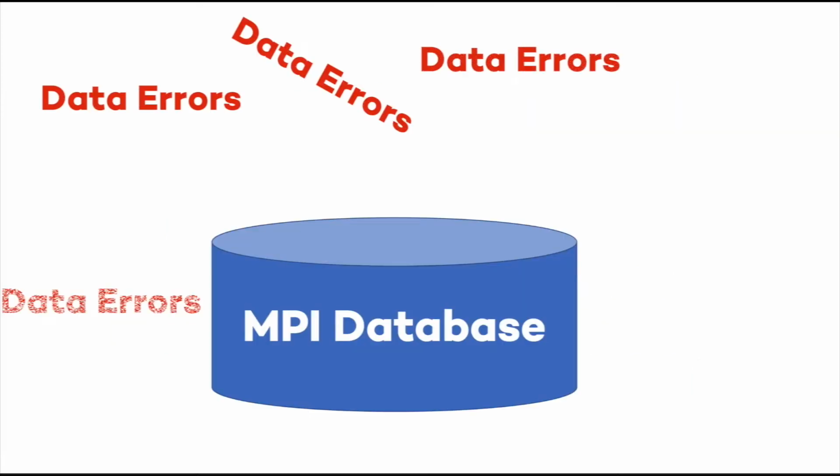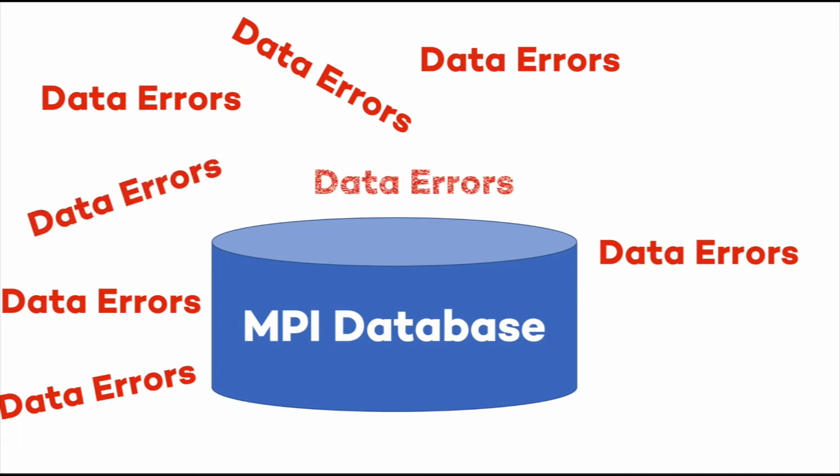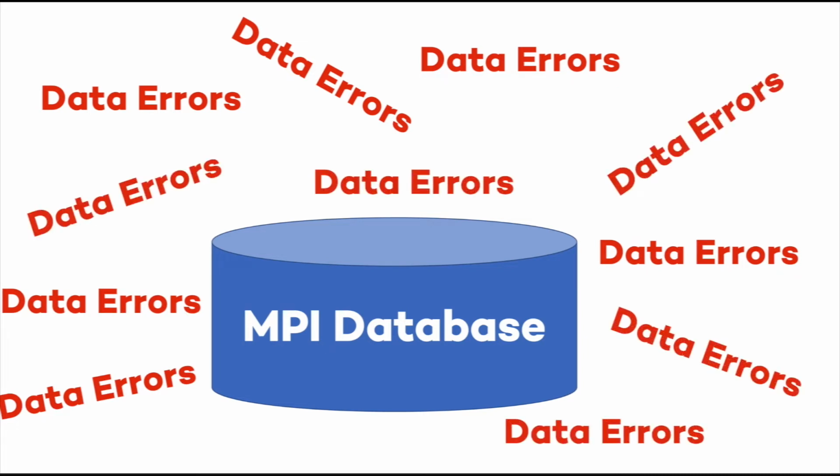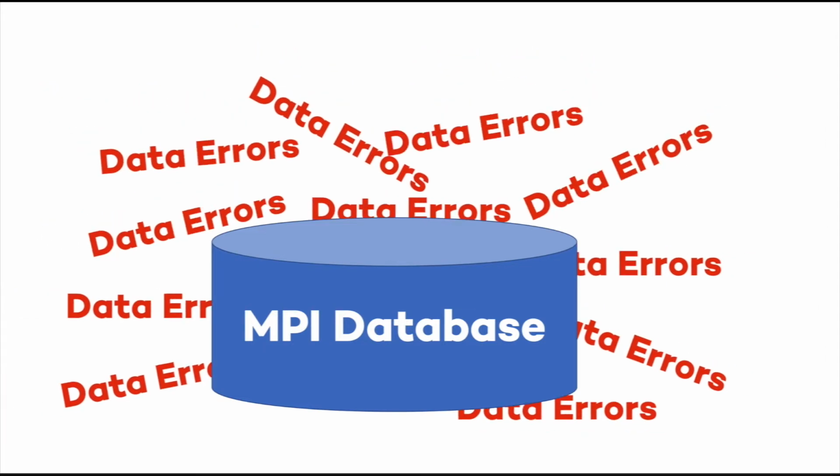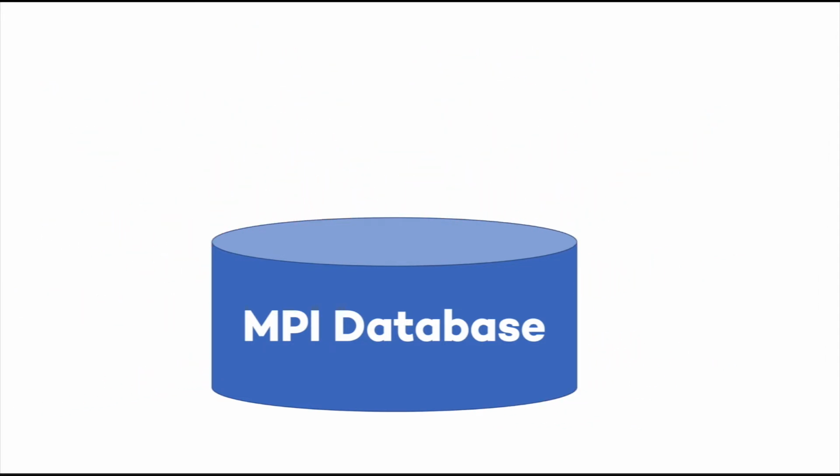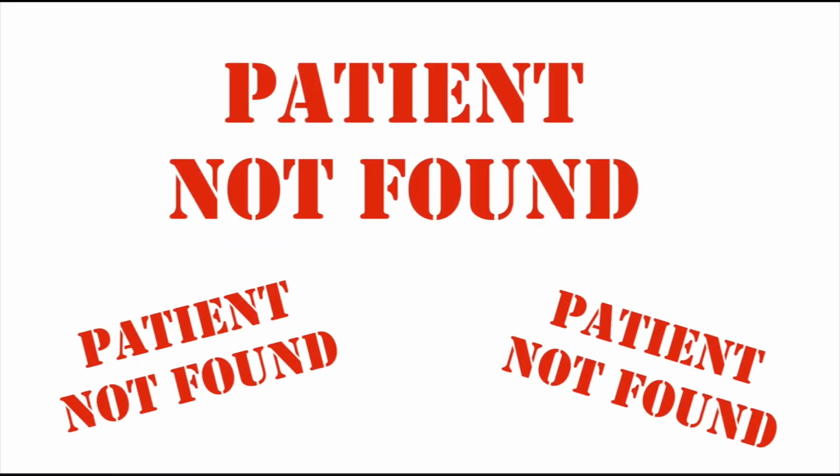And these data errors that go into our MPI don't just pop up overnight. It's one error here, one error there, or 10 errors as we bring in a new MPI source when we acquire a new practice or merge with a new facility. And ultimately, all those errors take us to the point where we have records that we can't find. Thus, we have duplicate record problems.